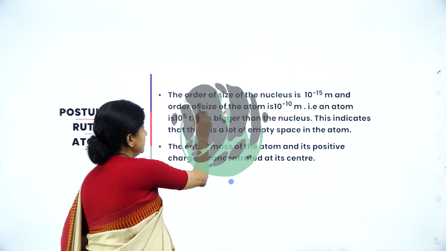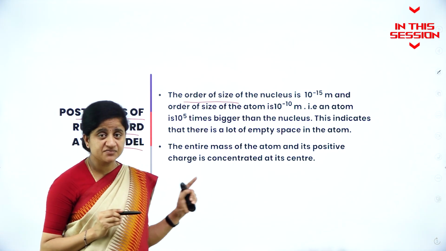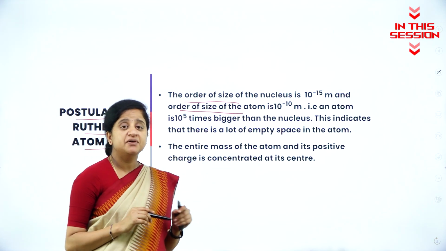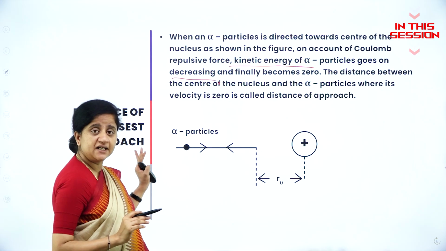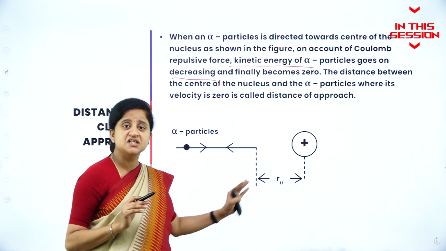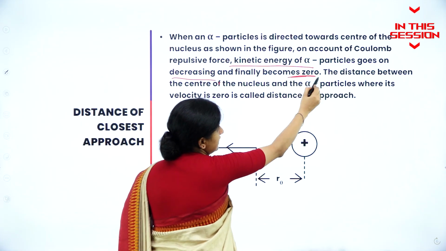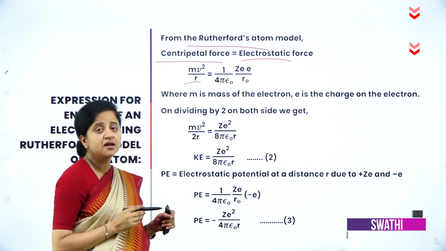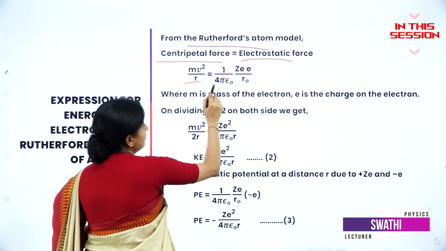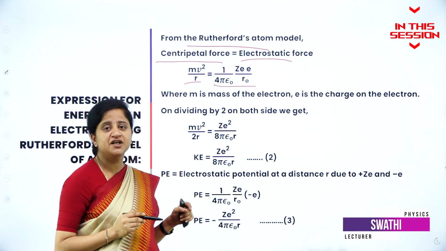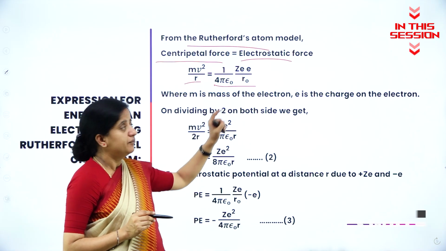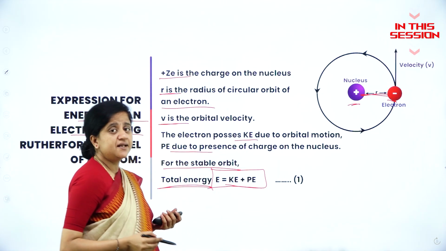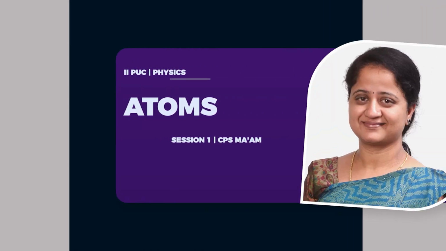So the order of size of the nucleus is 10 power minus 15 meter, and he also says that the order of size of an atom is 10 power minus 10 meter. So the kinetic energy of alpha particles decreases initially and finally it becomes 0. So now the centripetal force expression is given by mv square divided by r, and the electrostatic force is given by 1 by 4 pi epsilon naught Ze into E divided by r naught. Why is it r naught? Because r naught is the distance between the nucleus and an electron.